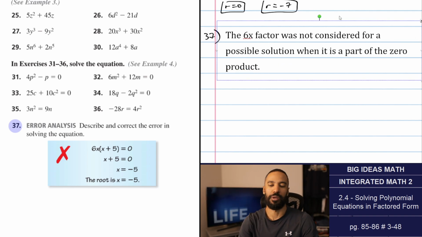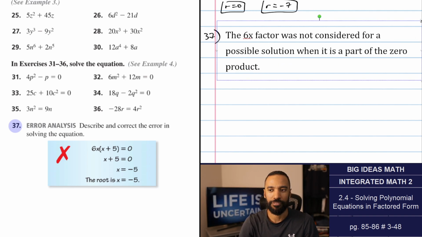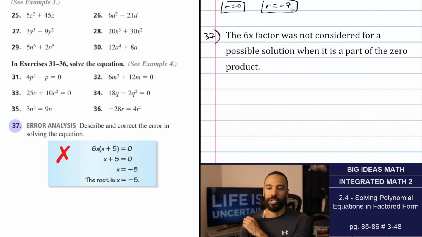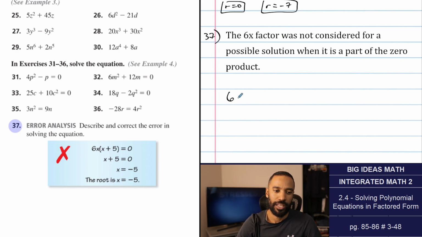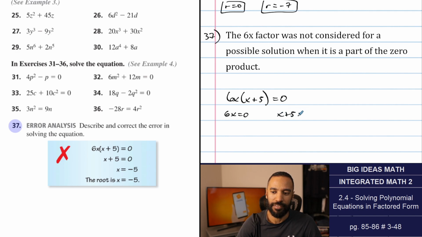Right? Two things multiply to become 0. So we also have to solve that one. So describe and correct the error. That's the description. Let's go ahead and correct the guy. 6x times x plus 5 equals 0. Either 6x equals 0 or x plus 5 equals 0.